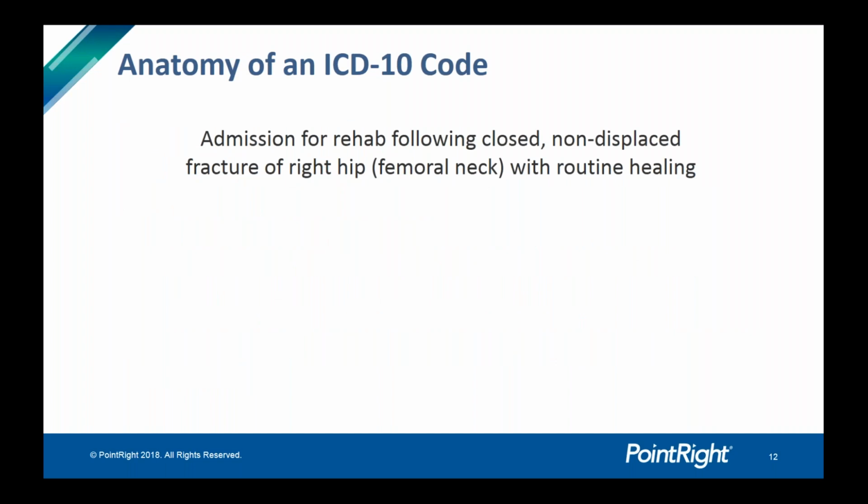So here's what an ICD-10 code looks like, and we'll break that down. Let's say I have a patient who is admitted for rehab after a closed, non-displaced fracture of the right hip, and that's a right femoral neck fracture, technically speaking, with routine healing, no complications. So that code is S72.001D. So what are the pieces here?